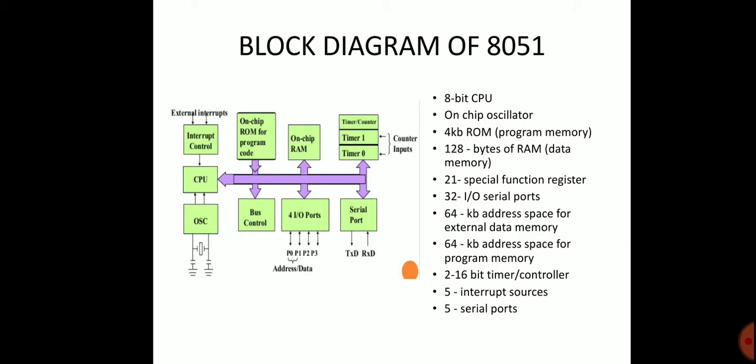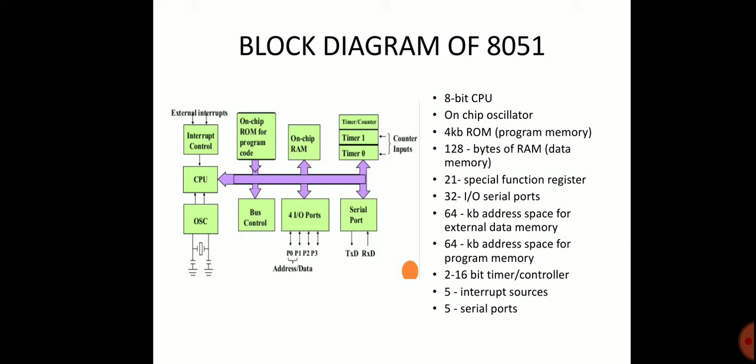P0, P1, P2, P3. These are the input and output ports for address and data signals, and then the timer and counter circuit. These are 16-bit timers and counters: timer 1 is 16-bit and timer 0 is 16-bit. So there are two 16-bit timers, and these timers are known as counter or timer circuits. Now the serial port: a serial input port and a serial output port.